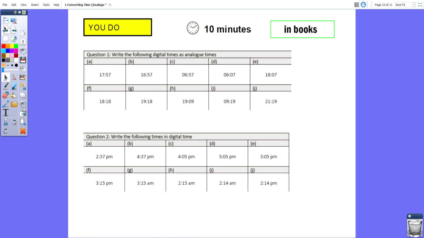Okay, so the last thing you're going to do is once again you're going to pause the video. You can give yourself 10 minutes and see how many you can do, or if you want a challenge, try and have a go at all of these. So in your books, turn the first question from digital to analog, so that's going from this one to the AM and PM times. And for the second question, turn the AM and PM times into digital time, the one with 24 hours. Off you go for 10 minutes. Pause the video now.